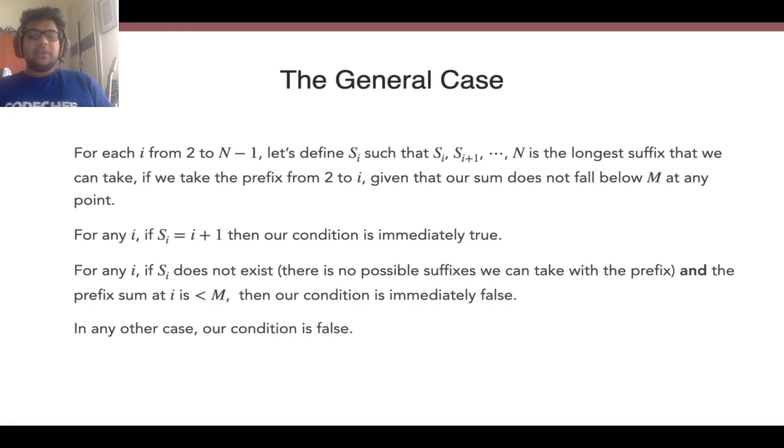So if we're iterating through the array and we find an index I where si is equal to I plus 1, then immediately we break and we say that our condition is true, right? We don't wait for the second case to happen where the prefix sum is less than m and there's no suffix, right? And similarly for the second part as well. Like if we encounter this case, then we can't keep on going forward and look for further cases, right? Our condition becomes immediately false, right? And if we go through the entire array and neither of these conditions come true, then our condition is finally false. Okay.